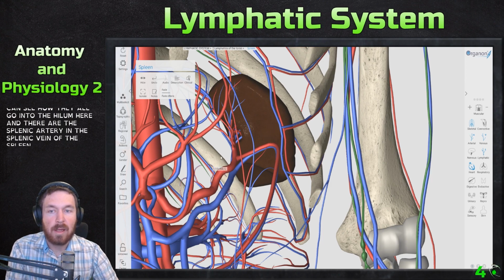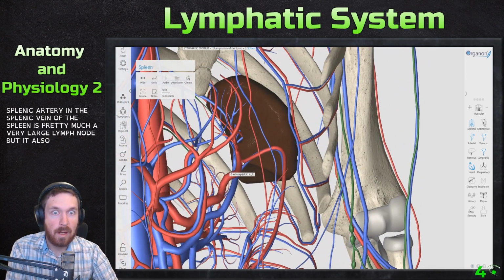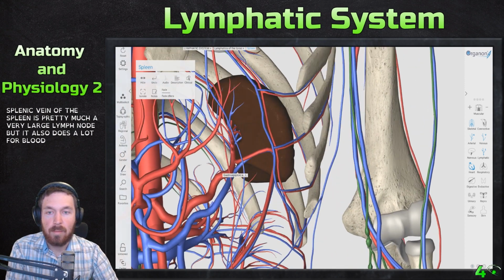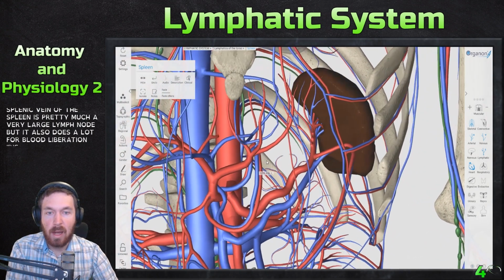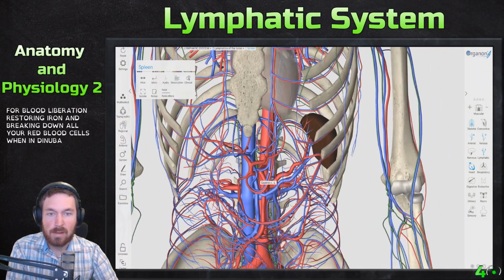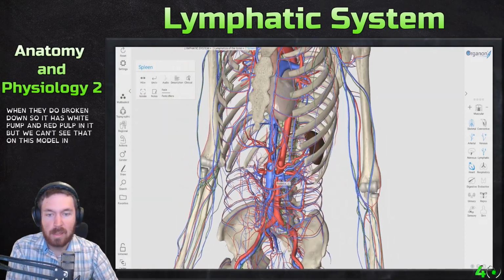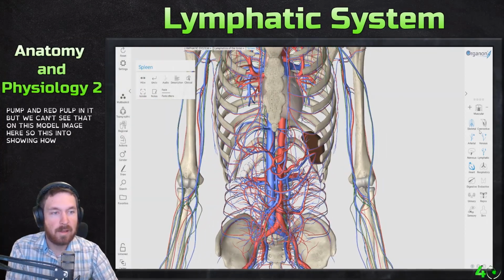Remember, the spleen is pretty much a very large lymph node, but it also does a lot for blood proliferation, restoring the iron, and breaking down all your red blood cells when they need to be broken down. So it has white pulp and red pulp in it, but we can't see that on this model image here. So this is then just showing how these collection vessels work.